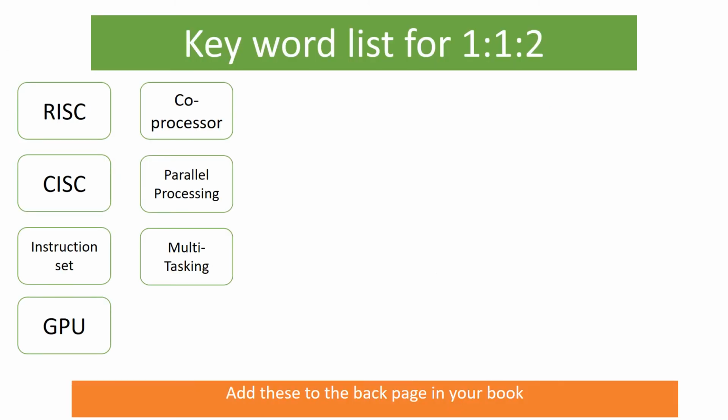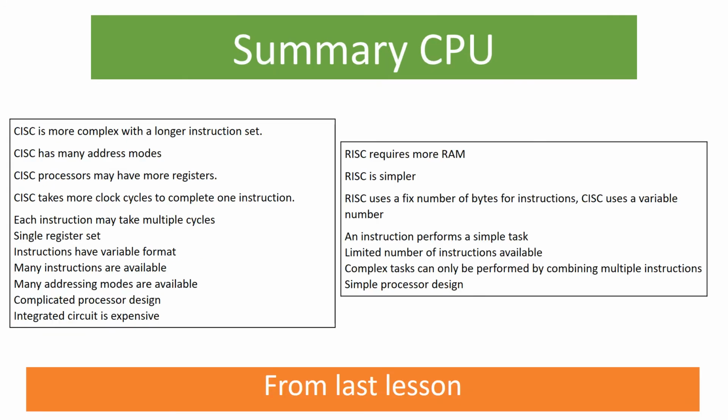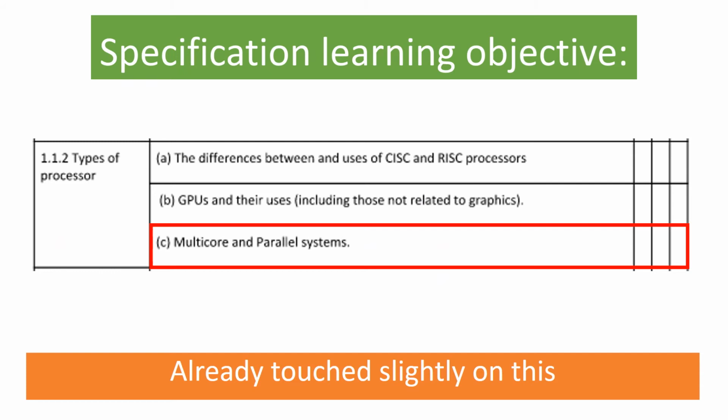These are the keywords that you will need to know for this topic. You should know all about CISC and RISC by now. If not, you need to go back and complete this section. We are looking at the section on multi-core and parallel systems. We're going to continue on to GPUs in the next lesson.